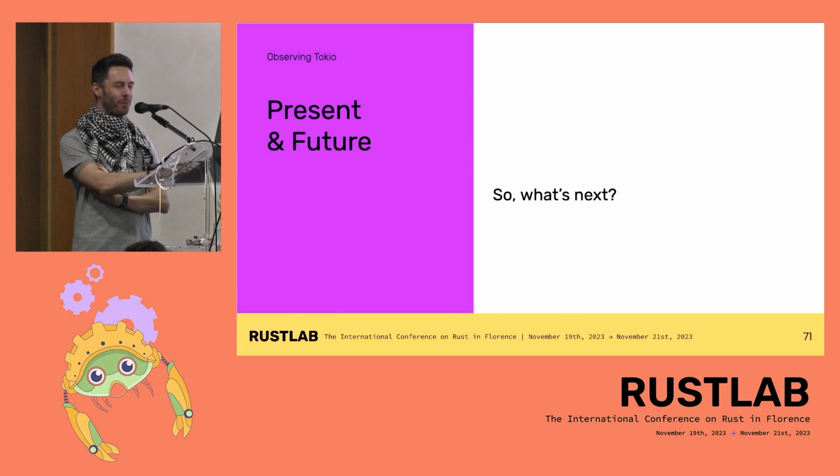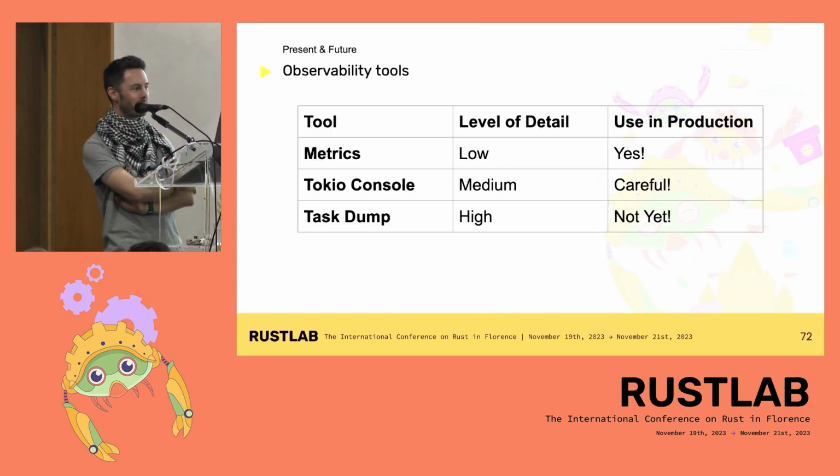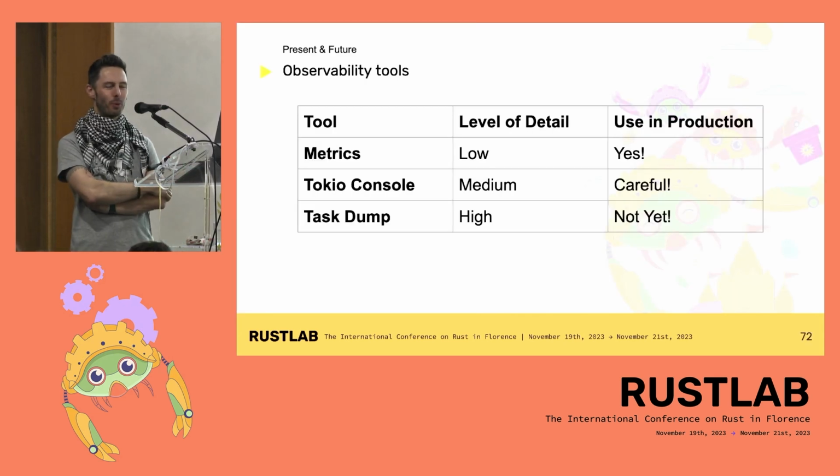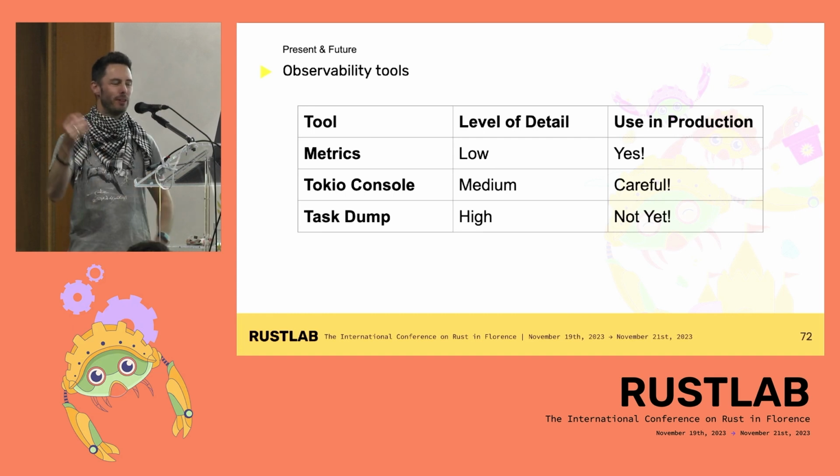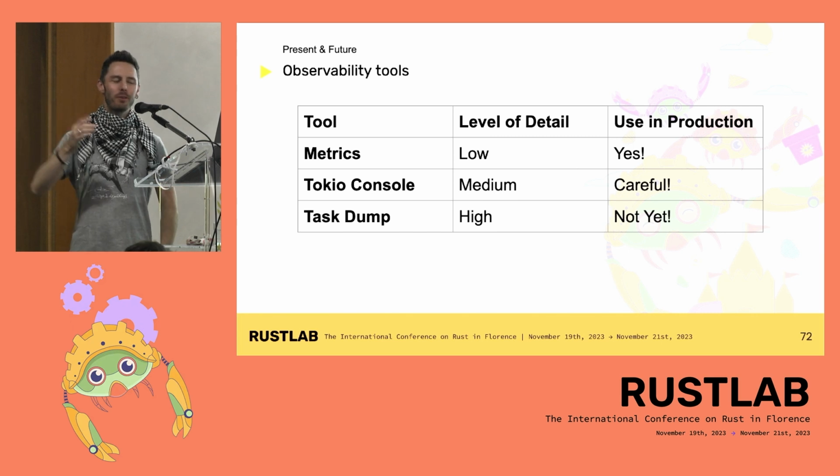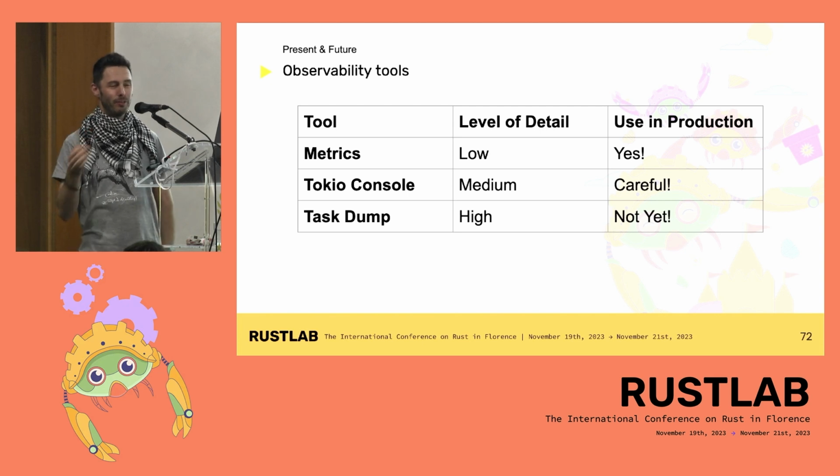So where are we up to and what's next? Quick summary of what we've discussed today with respect to the 3 different tools, the level of detail they provide, and whether or not I personally, as somebody who, you can decide how much you trust me, would use this in production. Metrics gives you a low level of detail, although it's a hell of a lot more than none, and I would definitely use it in production.